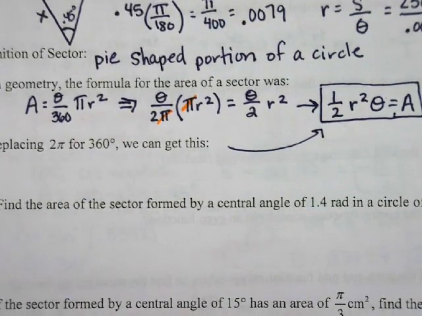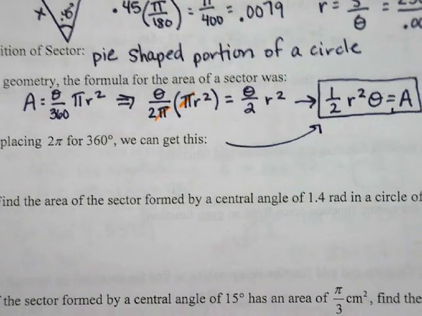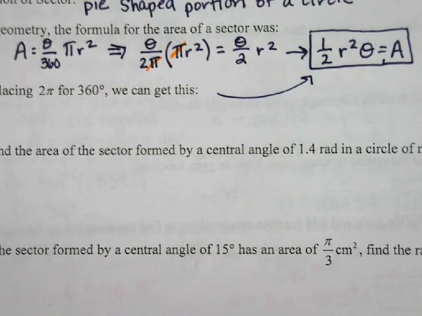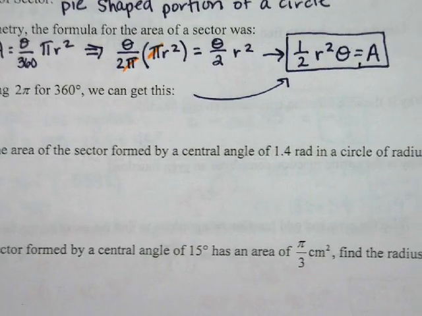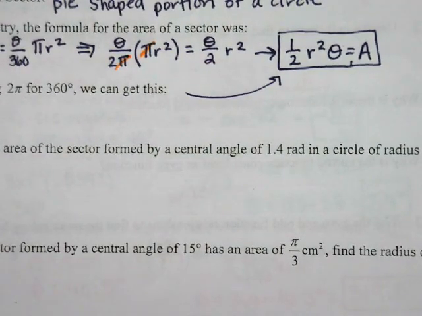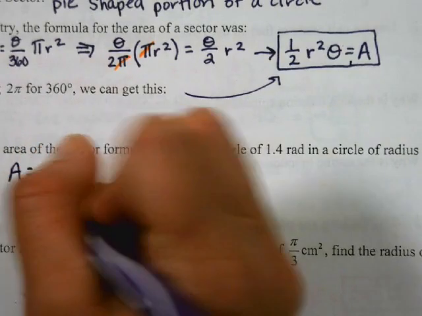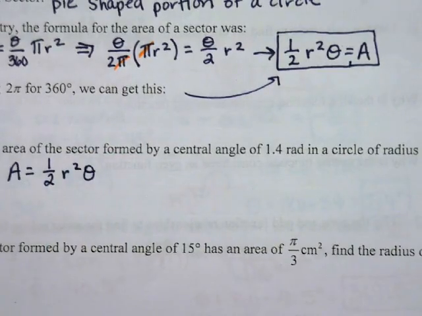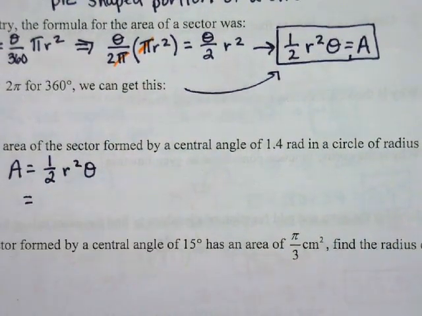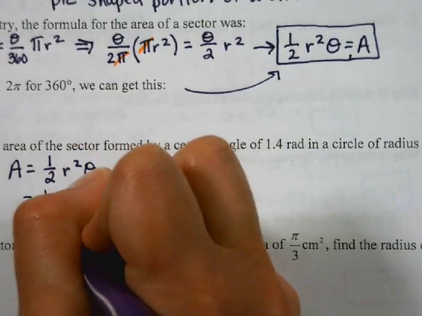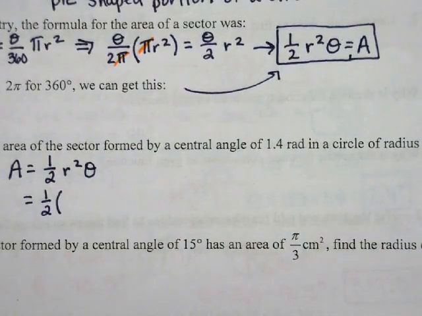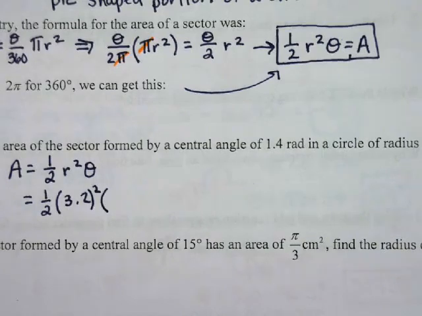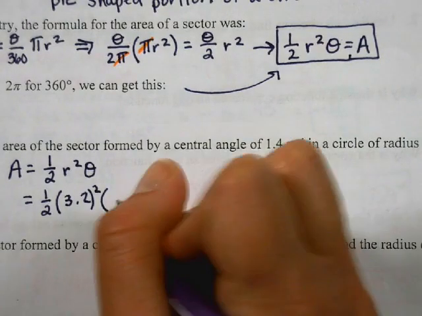All right, so let's try number 4. Let's find the area of the sector formed by a central angle of 1.4 radians in a circle of radius 3.2 centimeters. Okay, so my formula, this one you need to know as well: 1/2 r squared theta. All right, so we're looking for the area. What's my radius? 3.2 squared. Theta, thankfully, is in radians, so I'm going to just put in 1.4.